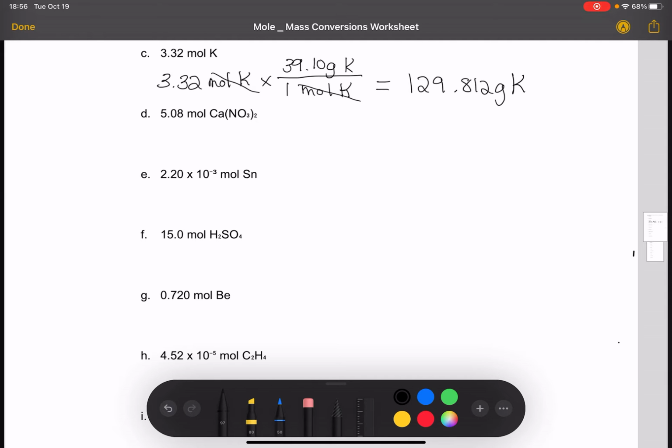So does this make logical sense? If 1 mole of potassium is 39.10 grams, then we know that 3 moles of potassium is going to be much larger than 39.10 grams, so about 3 times larger. 39 or maybe 40 times 3 is roughly 120. Rounding, yeah, that makes sense. So let's move on to the next one.